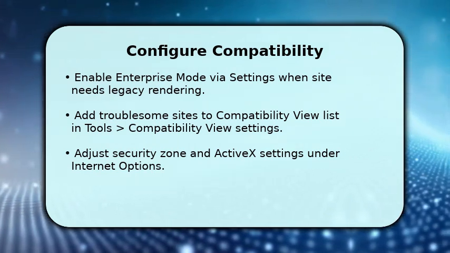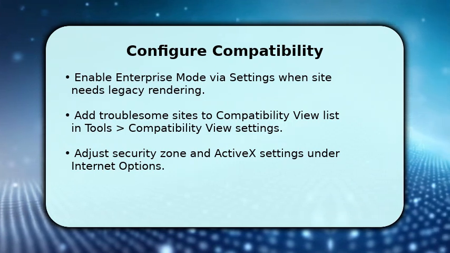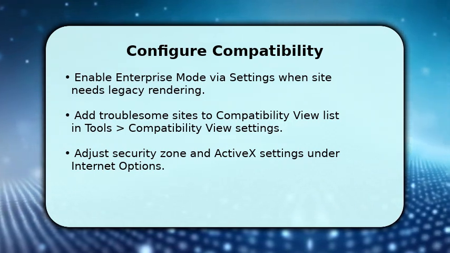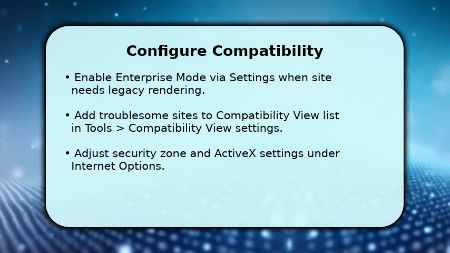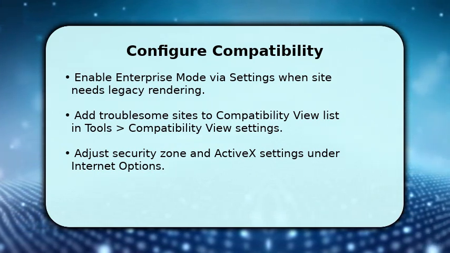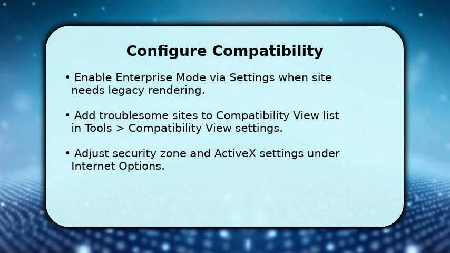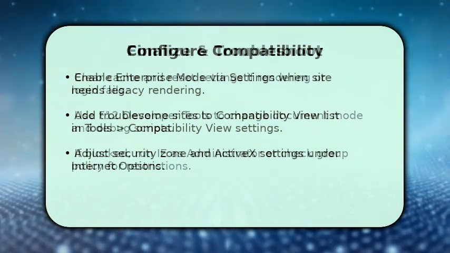Then go to Internet Options to adjust security zones and ActiveX permissions only as required. This prevents blocked content while keeping risk manageable. These steps ensure functionality. Finish by testing the site and saving any session settings.